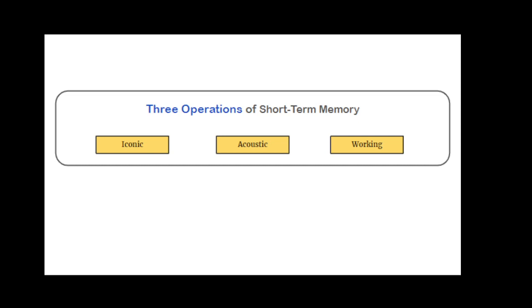And the working memory can be compared to the memory of our RAM in the computer or phone, the memory that is used for the current task. For example, if you want to remember a phone number, you will repeat that phone number to yourself, right? That is the working memory at work there.